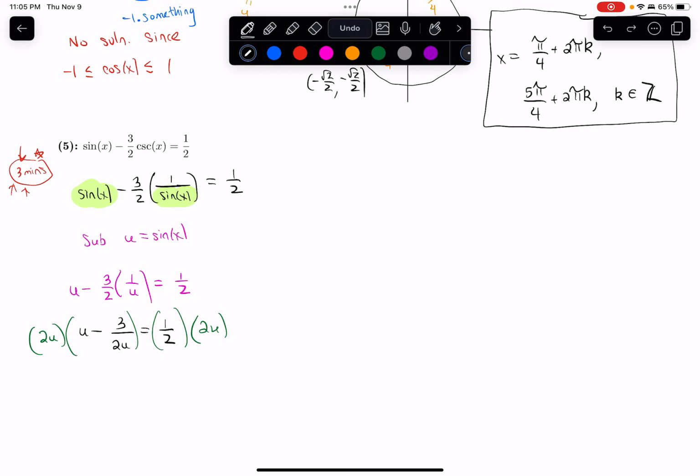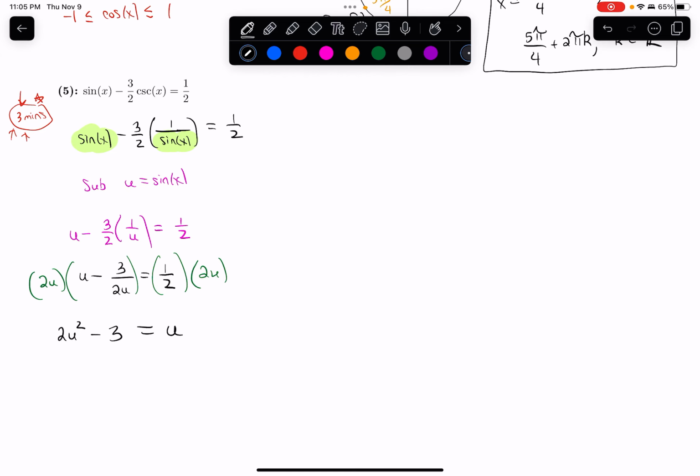So doing that, I'll get 2u squared for the first part, and then when it's distributed to the fraction, it'll get rid of that. It'll cancel that denominator. So I get minus 3. On the other side, the 2's are going to cancel, and that leaves me with u. All right, so I can move all the terms to one side. I get 2u squared minus u minus 3 equals 0.